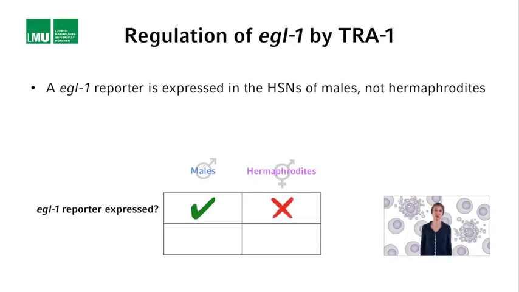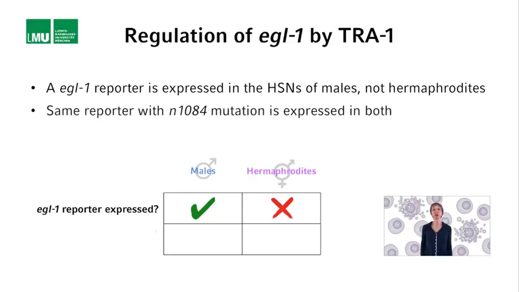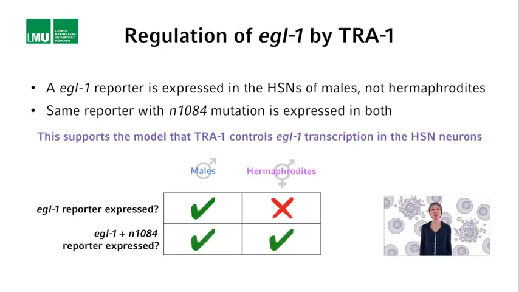not hermaphrodites. However, the introduction of the N1084 mutation into the TRA1 binding site 5.6 kb downstream of the AGO1 transcription unit in this reporter results in the expression of the reporter in the HSNs of both males and hermaphrodites. In the HSN neurons, AGO1 activity appears to be regulated at the transcriptional level.